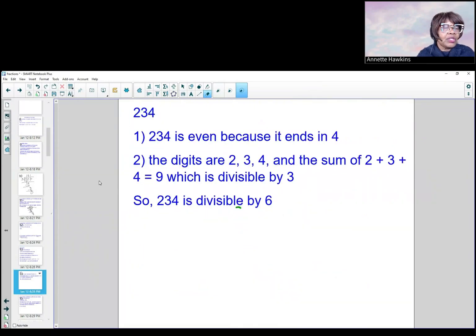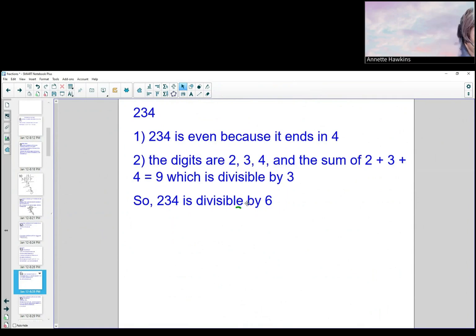Let's see. Is 234 divisible by 6? All right. 234 is even because it ends in a 4. The digits are 2, 3, and 4, and the sum 2 plus 3 gives me 5 plus 4 equals 9. 9 is divisible by 3, so 234 is divisible by 6.